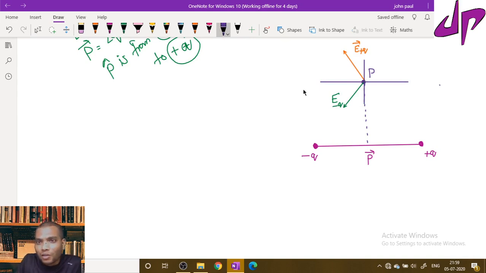Now clearly you can observe that this electric field is in this coordinate, if you take the negative x-axis and the positive y-axis. So now we have to resolve this electric field into components. And similarly, the electric field due to the negative charge will also be resolved into two components, because it is in the negative x-axis and the positive y-axis.